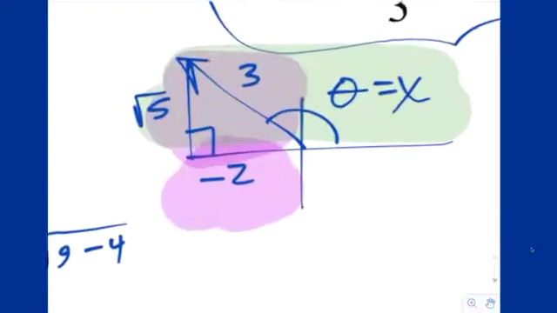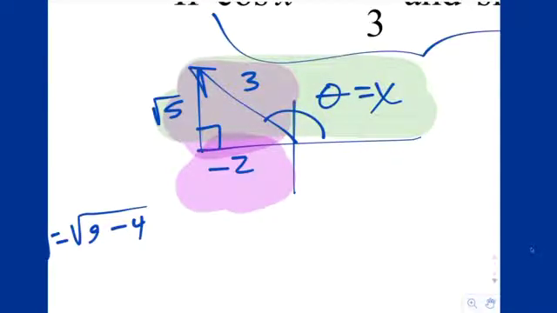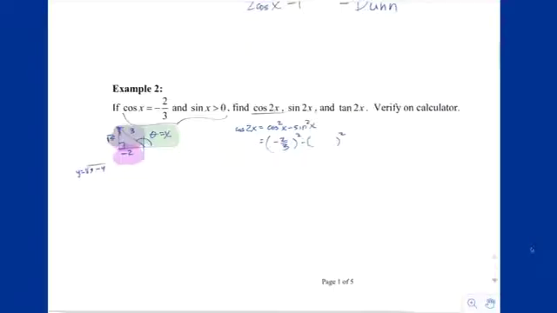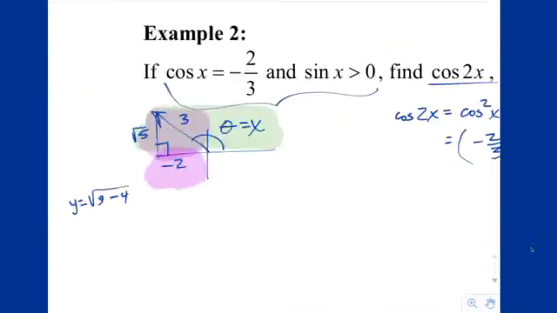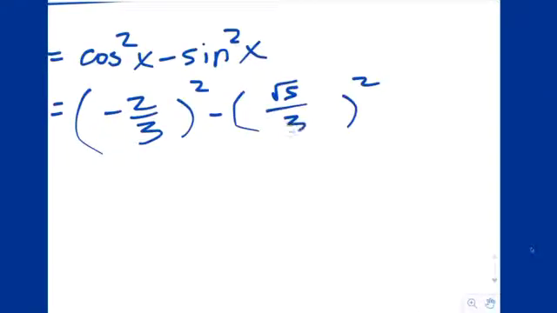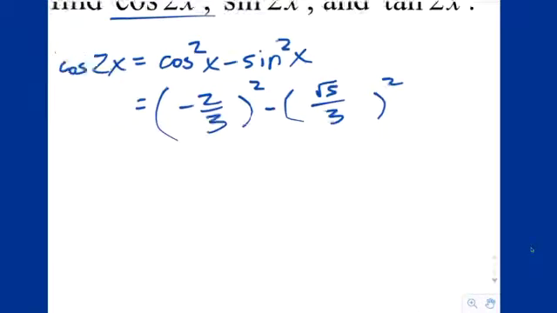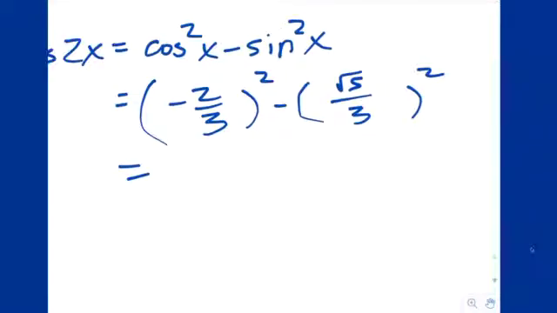And the sine ratio is what? Square root of 5 over, it's y over r, yeah, over 3. And now it's just a matter of evaluating. So a negative number squared, you get 4/9, becomes minus 5/9, and you end up with negative 1/9.